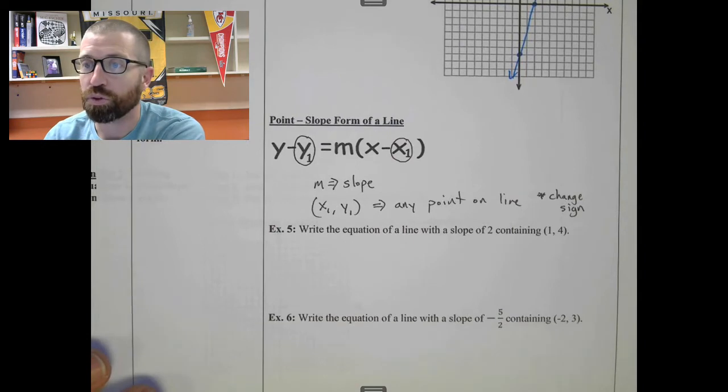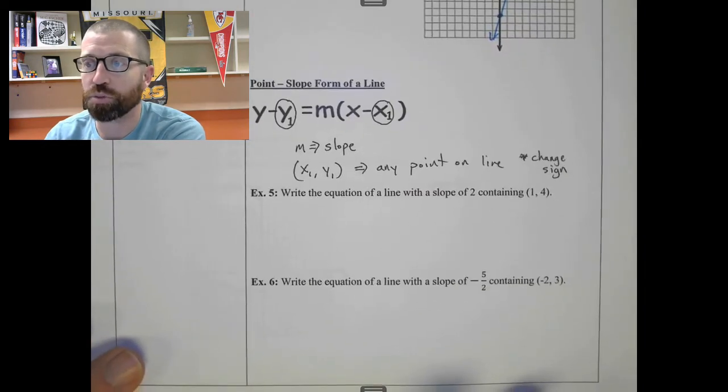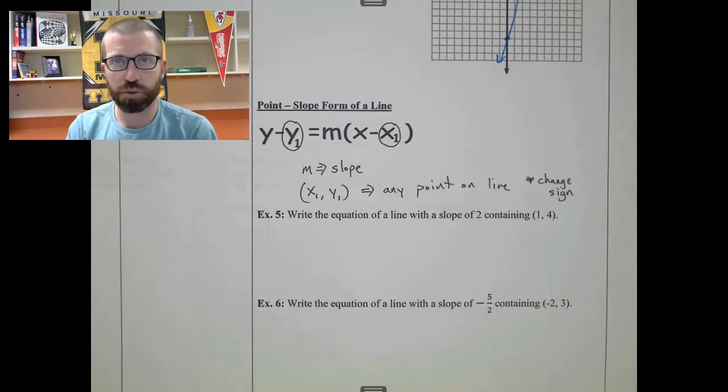Okay, so to find an equation in point-slope form, all we need is slope, which is a common theme throughout writing equations of lines.